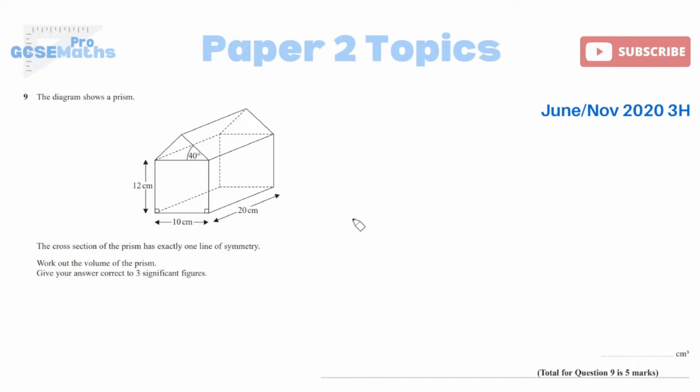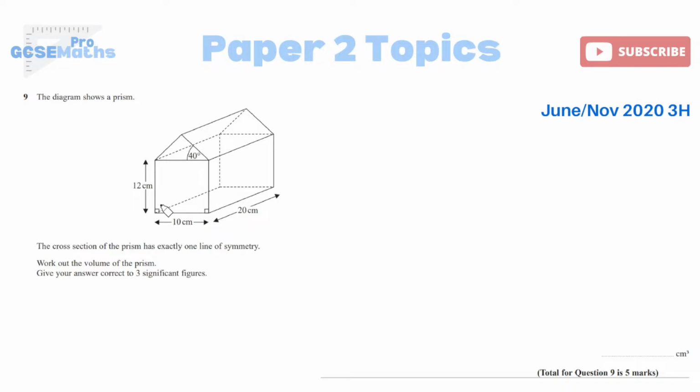Question 9. So obviously volume, area, all of that kind of stuff comes up a lot. You didn't have any trig, I don't think, in paper 1, so that's also going to come up. So I've got one here where I've got a bit of a combination of the two. We've got a prism. The cross section of the prism has exactly one line of symmetry. Work out the volume of the prism.